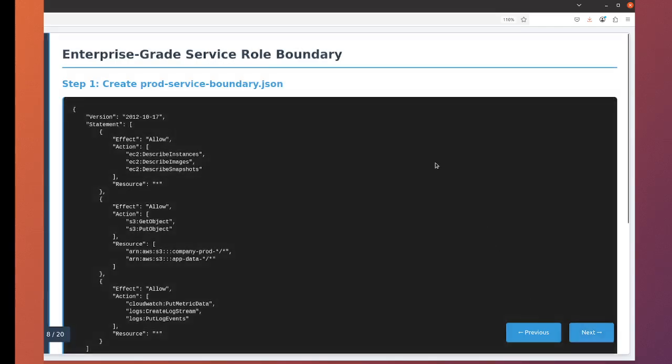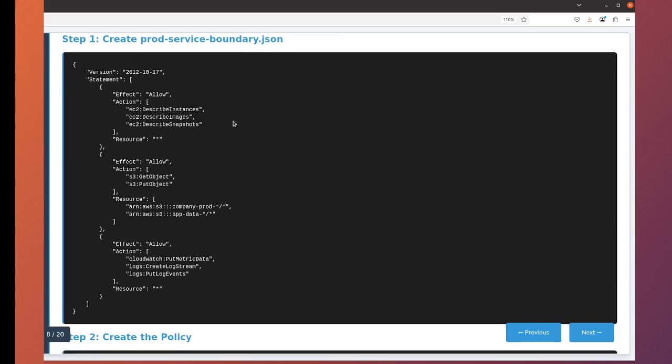Creating boundaries for service roles. Now let's create a more sophisticated boundary for service roles. In enterprise environments, you often have automated systems and services that need specific permissions, ensuring they cannot be misused.